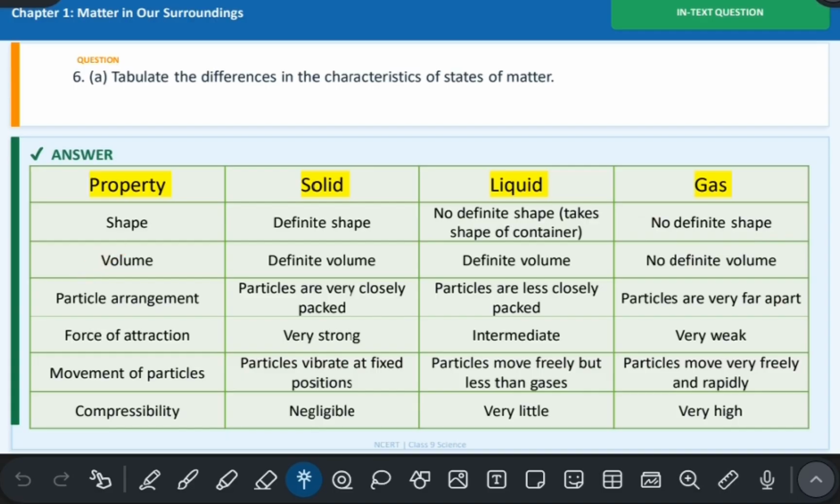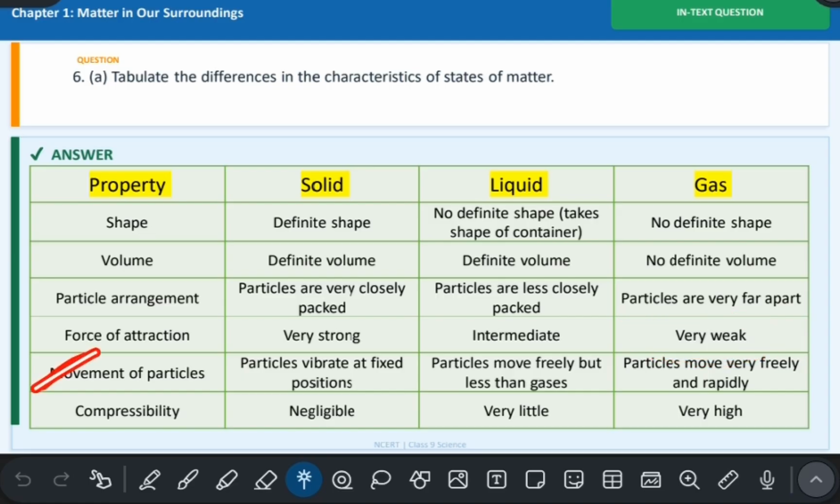Now volume. Solid has definite volume. Liquid also has definite volume, but gases have no definite volume. Now particle arrangement. Solids are very closely packed, liquids are less closely packed, and gases are packed very far apart. Now forces of attraction. Solids have very strong forces of attraction, liquid is intermediate between solid and gas, and gases have very weak force of attraction.